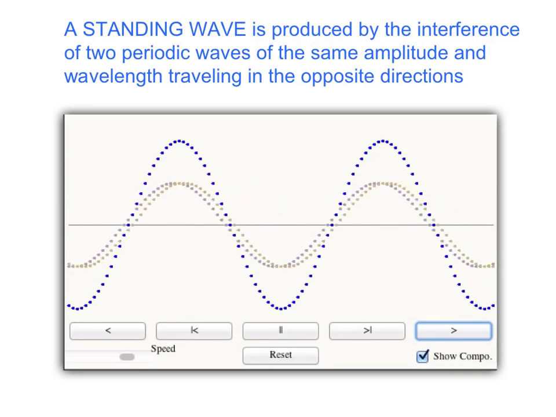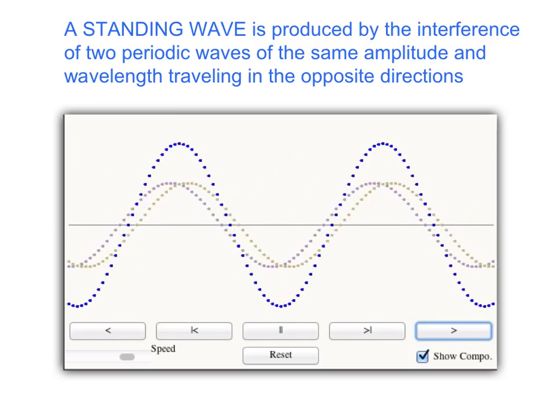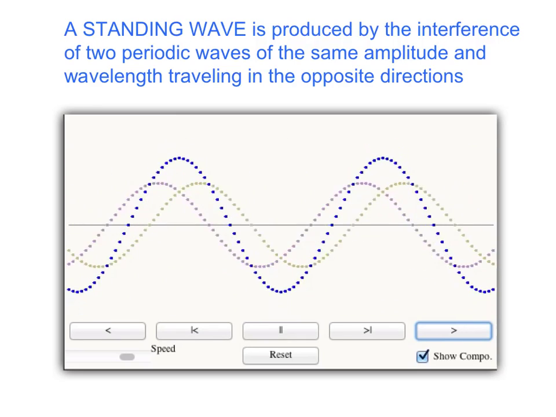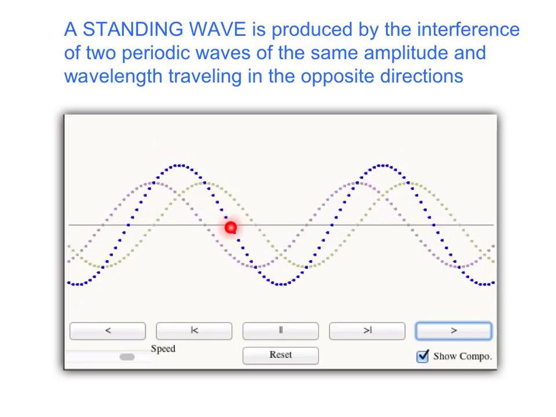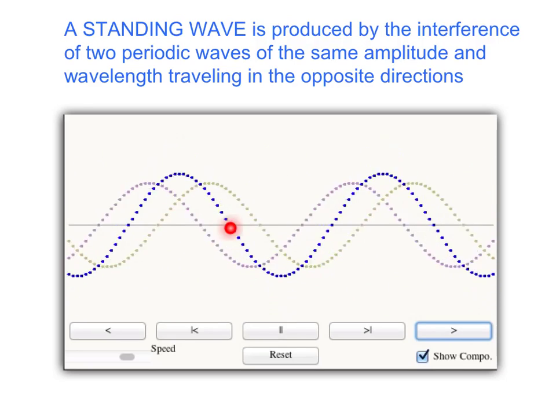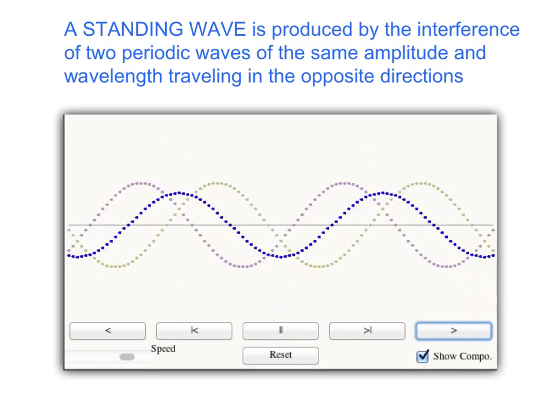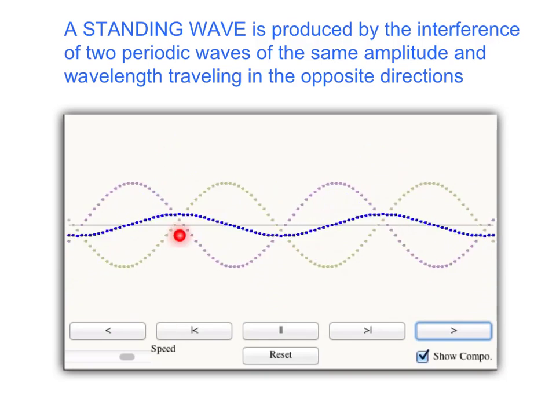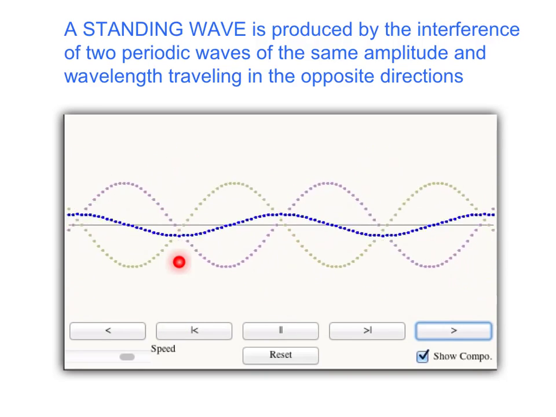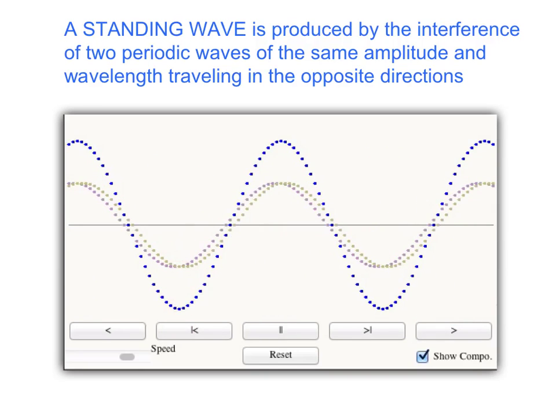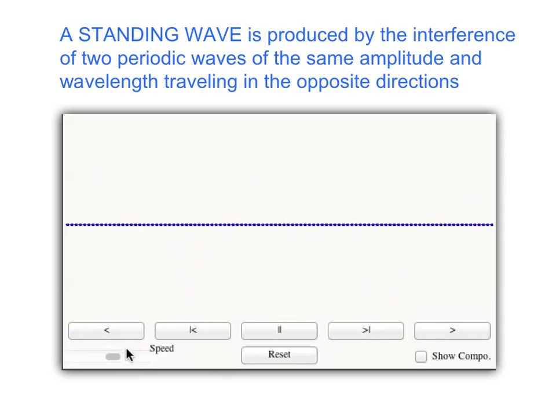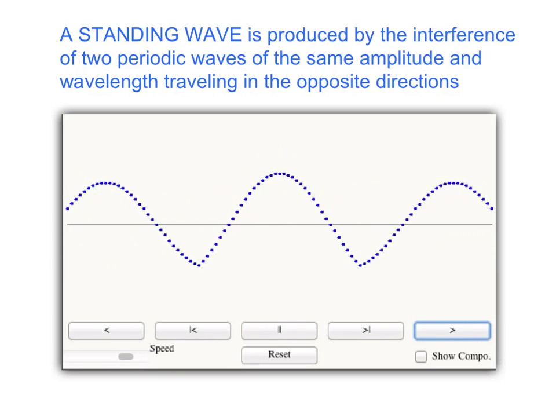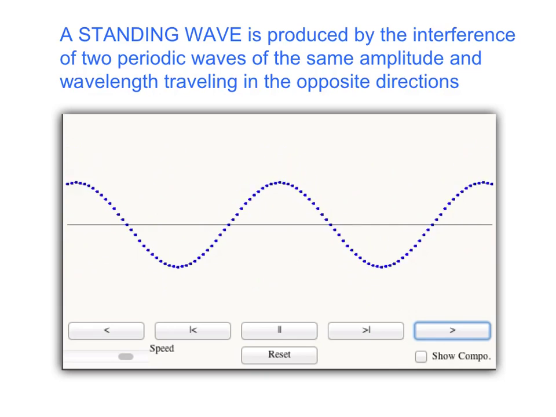Now you can see the waves that are moving through each other, and you see that they cause areas of destructive interference right here, where you can see this part of the standing wave is not moving at all. And then you can see this part of the standing wave is moving a lot. A standing wave is produced by the interference of two periodic waves that have the same amplitude and the same wavelength, and they're traveling in opposite directions.